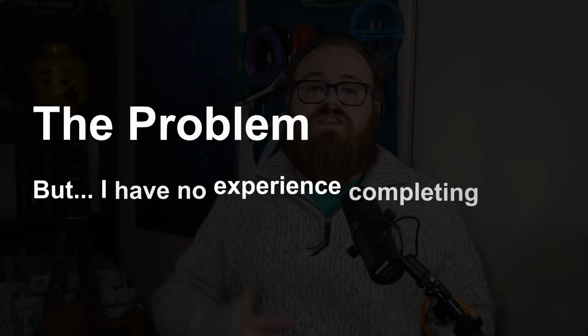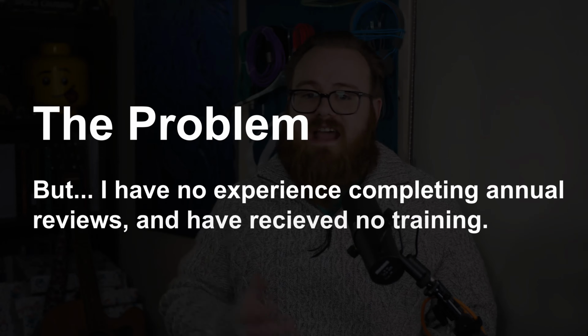Next up, we need to look at the problem. This is where we need to clearly define the obstacle to success. This means really getting under the hood and figuring out what is stopping our desired user base completing the desired action well. This could be anything, but it involves us really getting in there and asking questions. Once we've found out what the blocker is, we can define our problem statement with a simple word, but. We've defined who they are and what they want to do. Now we define the but. But I have no experience completing annual reviews and have received no training.